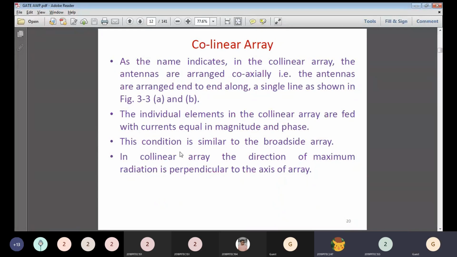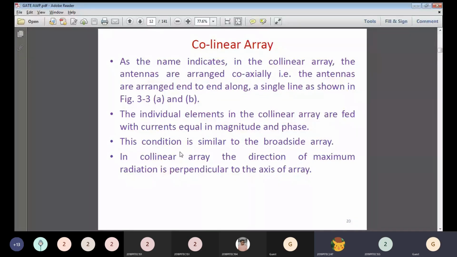But here, in the case of collinear array, we are going to place the antennas one by one, either vertical or horizontal. So the length of the antenna is going to be much wider in the case of collinear array compared with broadside and end-fire array. The antenna length is short in the case of broadside and end-fire array, but in the case of collinear array, the length of the antenna is going to be more.